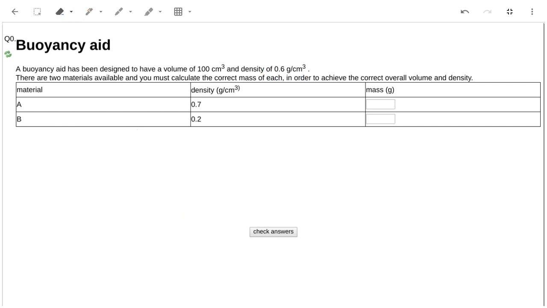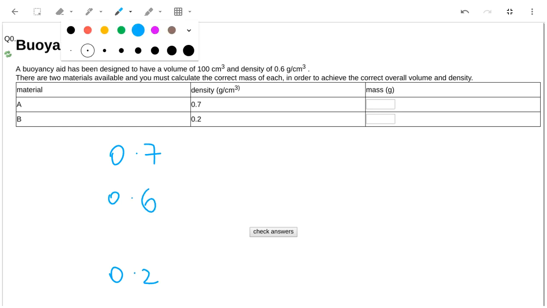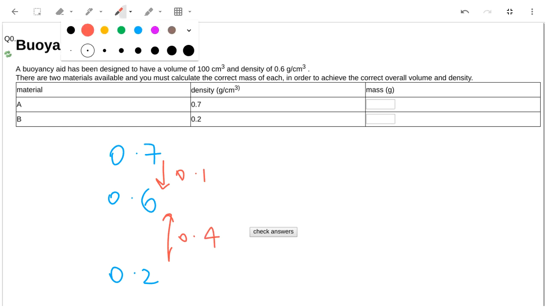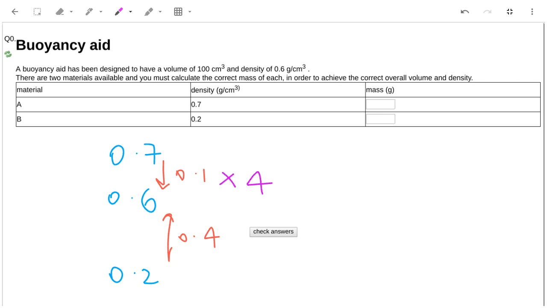Now that can be summarized a little bit more clearly if I just look at the difference between these two values. The difference here is 0.1 and the difference here is 0.4, and therefore you can see that for these two amounts to be equal, I need 4 times as much of material A as I do B.